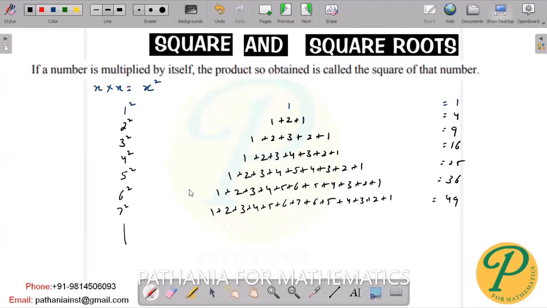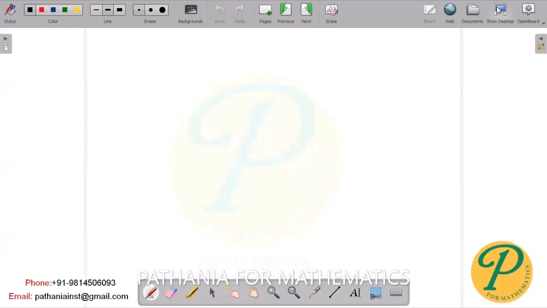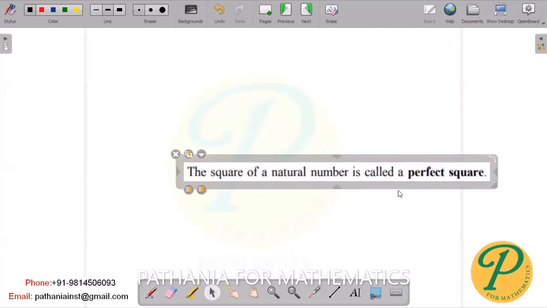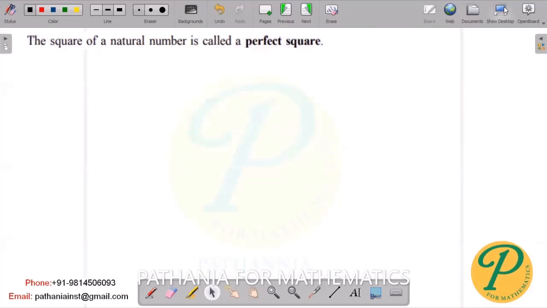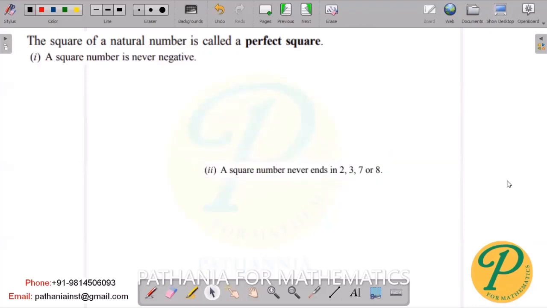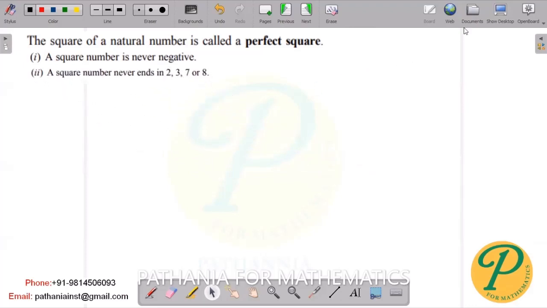Now the square has some different properties. The square of a natural number is called a perfect square. The first point: the square of a number is never negative. You can square anything, it will always be positive. And when you square any number, you will see it never ends with the digits 2, 3, 7, or 8. You can try any one of them.